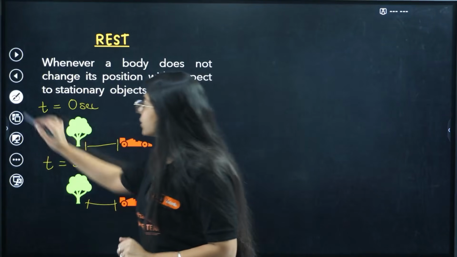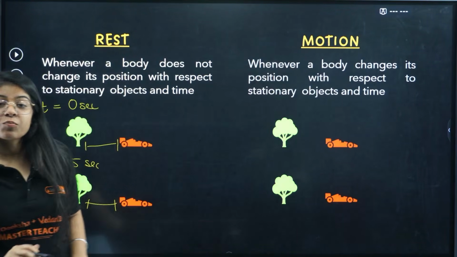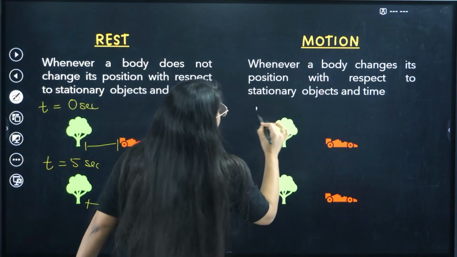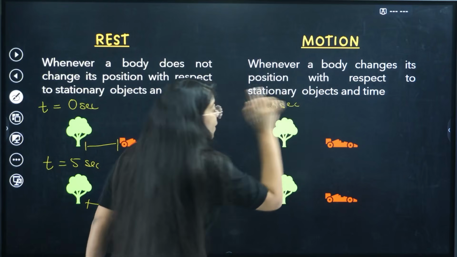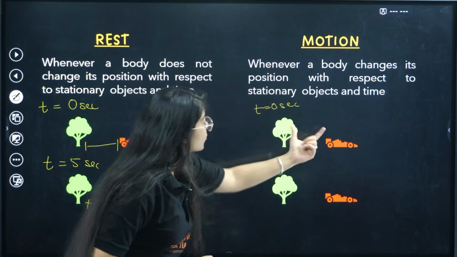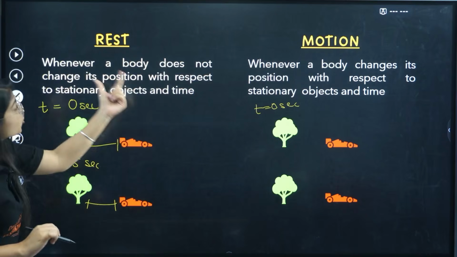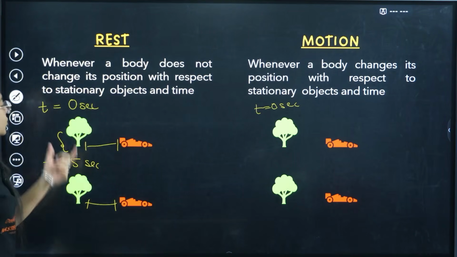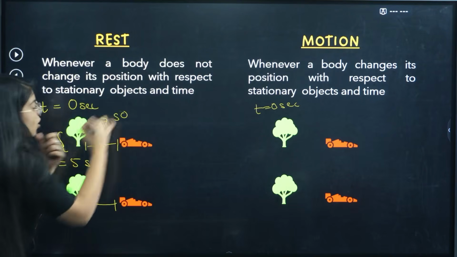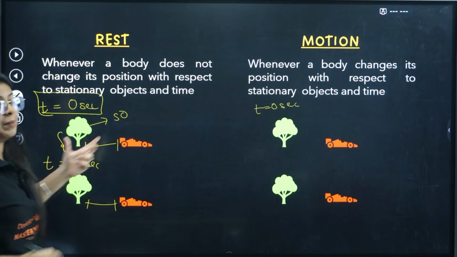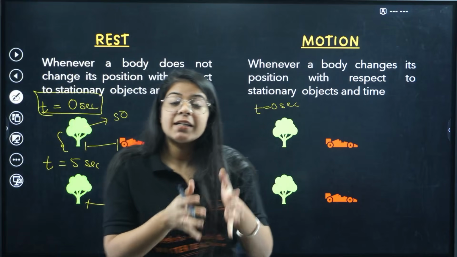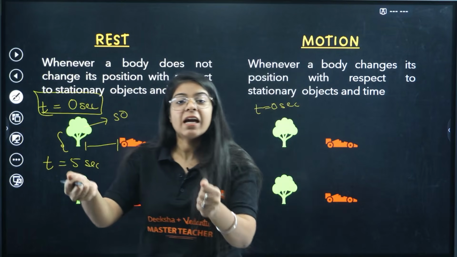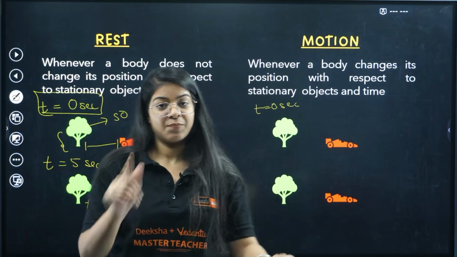Now, on the other hand, what's motion? This is also now t equals 0 seconds. But look very carefully. Whenever a body does not change its position with respect to time and stationary objects, here the tree is my stationary object and t is my time. After 5 seconds, the car did not move with respect to the tree. That means the distance of the car from that tree remains the same even after 5 seconds. Now look carefully.